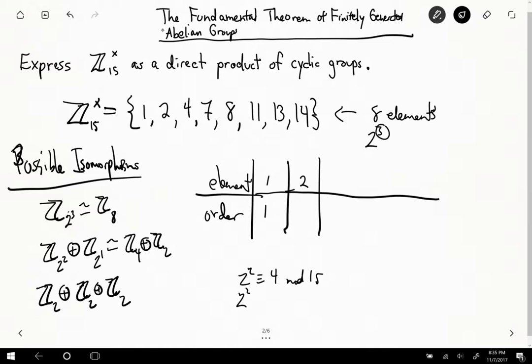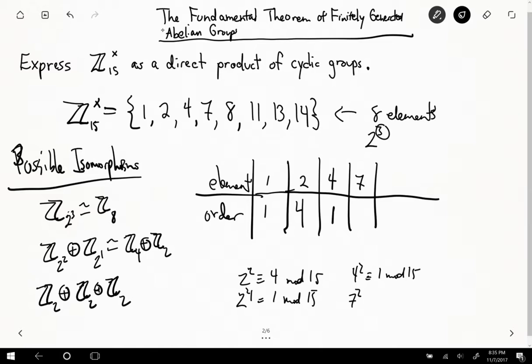Now the next one we have to check is 2 to the 4th. Notice that's 16, which reduces down to 1 mod 15. So this element has order 4. Okay, 4, if you notice, 4 squared is equivalent to 1 mod 15. So we get 1 right there. And you don't have to list these out. I'm just trying to do this to illustrate.